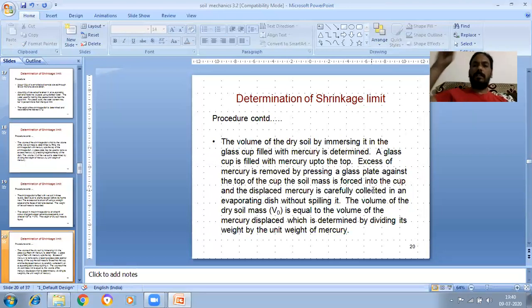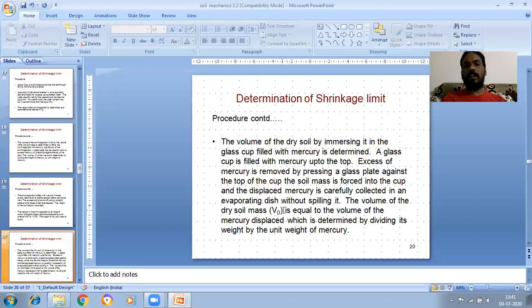Whenever we keep our dry soil mass immersed in the mercury, the container is already completely filled up to the top, so the overflow takes place. You see here, the excess mercury is removed by pressing. The soil mass is forced into the cup, and the mercury displaced by the soil mass is carefully collected in an evaporating dish without spilling it.